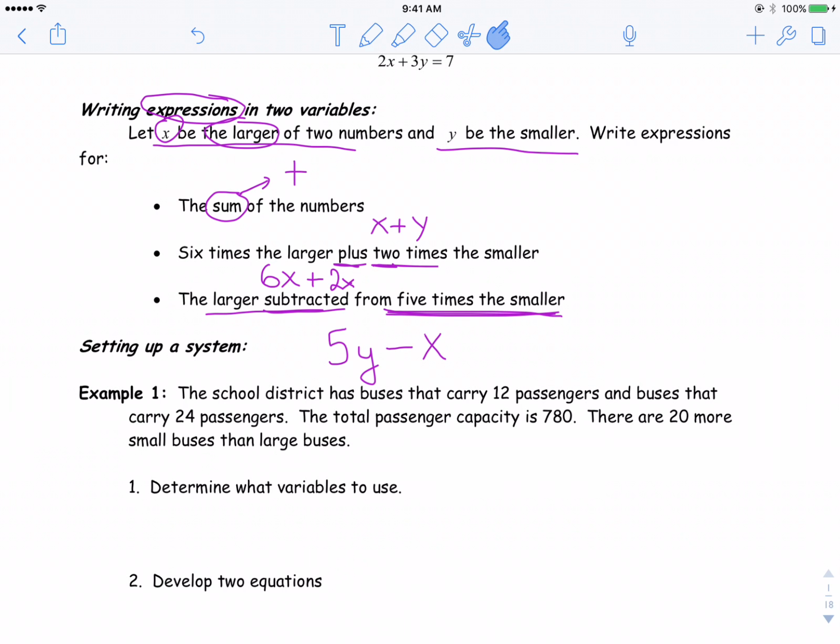Now, example 1. Do I have enough space in this video? I think I'm going to stop this video right here, and then I'll come back and do example 1, 2, and 3 in separate videos.